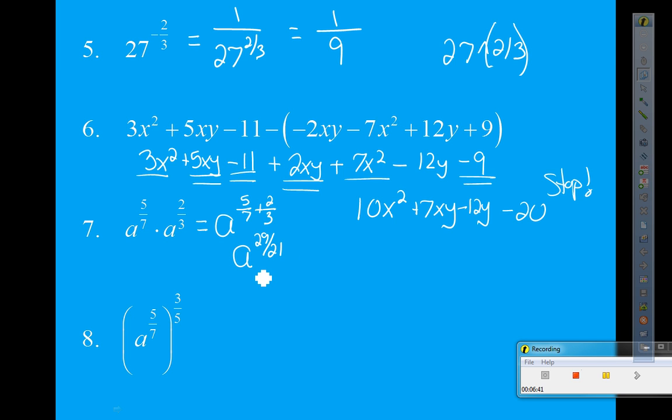And last but not least, if it's a power to a power, I need you to remember that you multiply those powers. So this becomes a to the 5/7 times 3/5, which you could type in your calculator. I just did it in my head. A to the 3/7. So that's just some quick review for you.